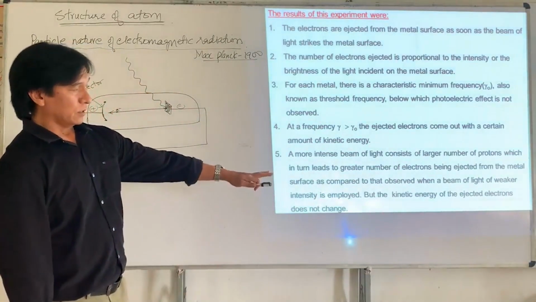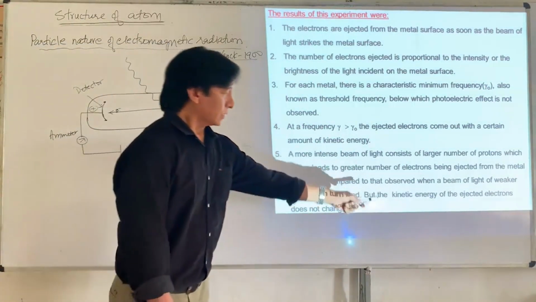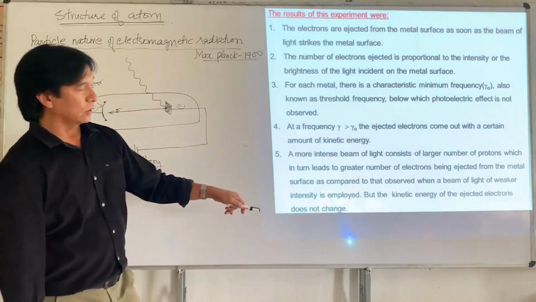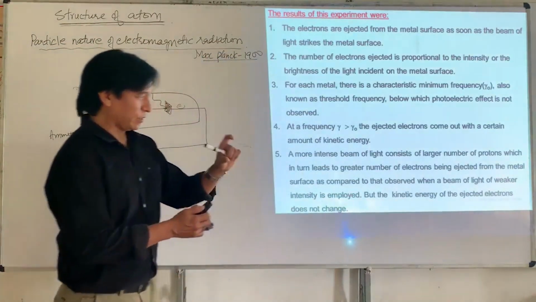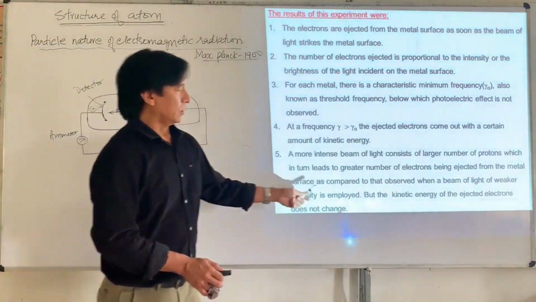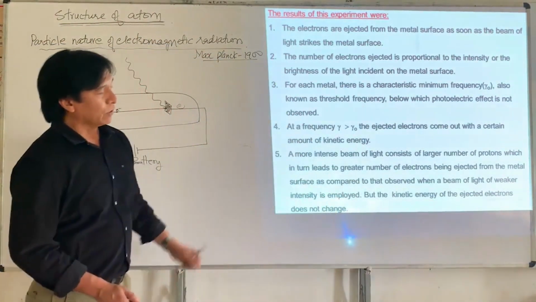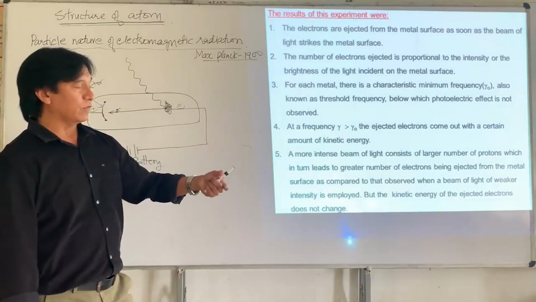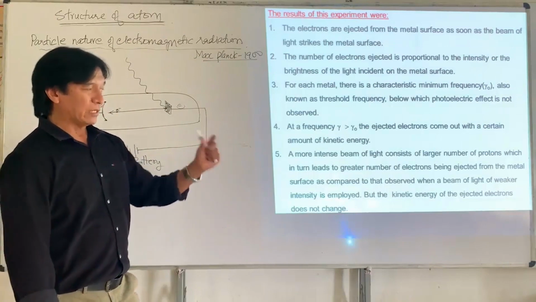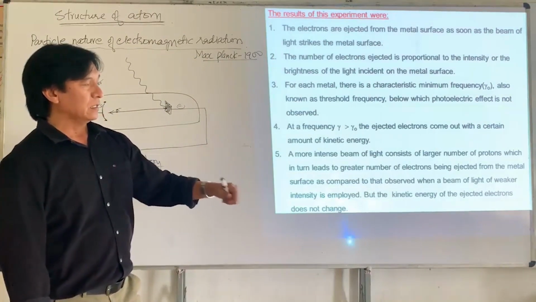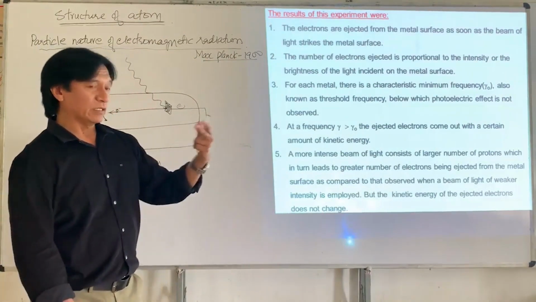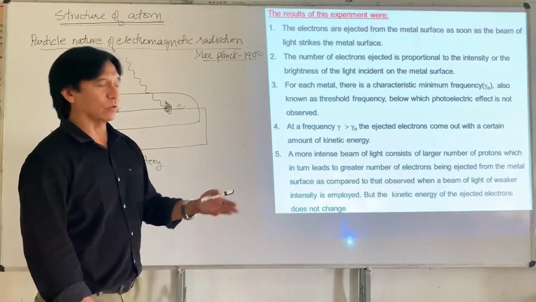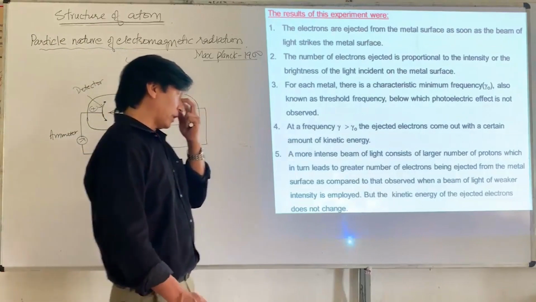And then it says, but the kinetic energy of ejected electrons does not change. The thing is that for a particular light, with an increase in intensity, you will only see an increase in the number of photons, which will result in more electrons being ejected. But the kinetic energy of these ejected electrons will be the same. So this is what is to be understood.